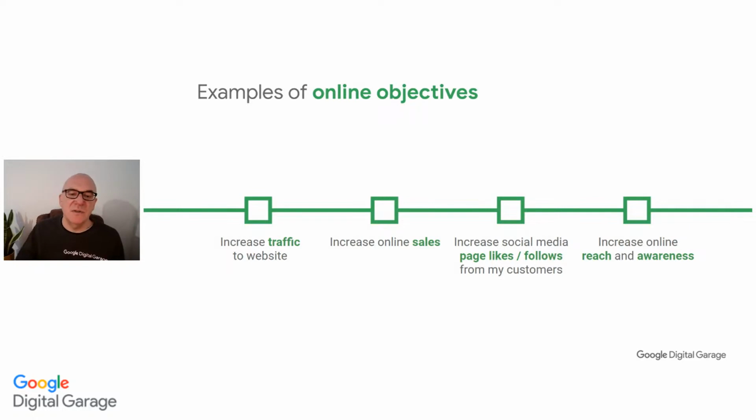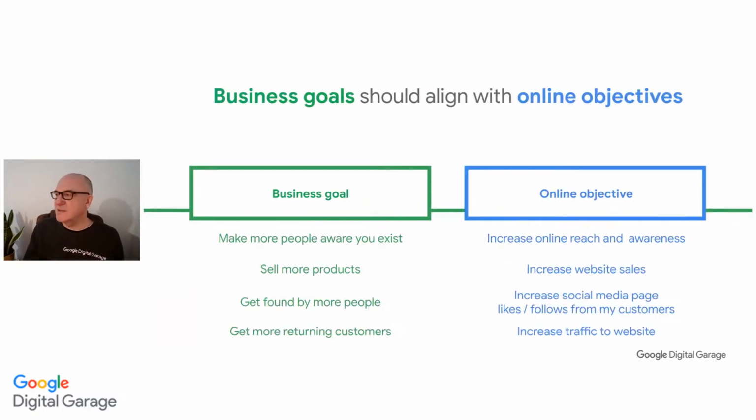So business goals should align with online objectives. Here's a couple of examples. A business goal could well be to make more people aware that we're even here. The online objective would translate that as increase online reach and awareness. Now, a business goal could well be we need to sell more of our products. That would translate, from an online perspective, through to increasing our website sales.